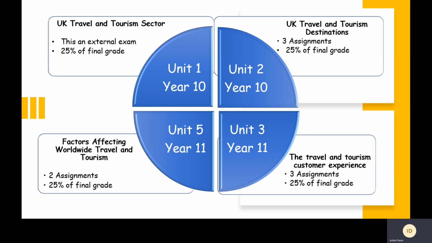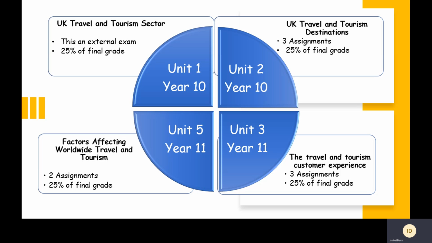So there are 4 units that we're going to look at all together, 2 in year 10 and 2 in year 11. Unit 1 is where we'll start, and that's our starting point for year 10. It's all about the UK travel and tourism sector. It's worth 25% of the overall grade. They're all equally weighted. This one is assessed through an external exam, and I'll talk to you about that in a second.